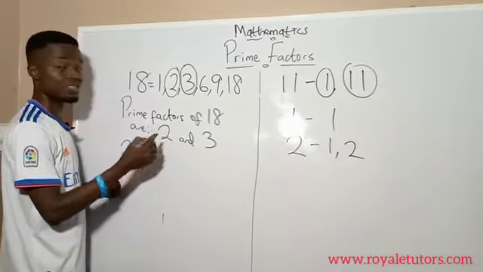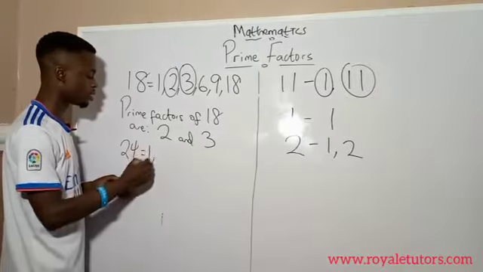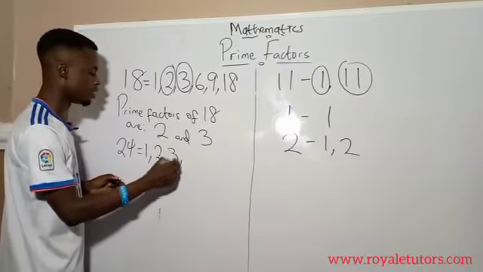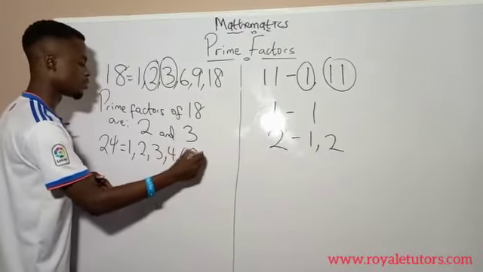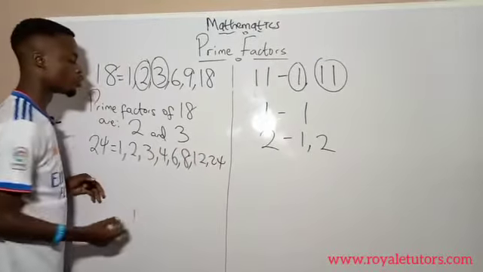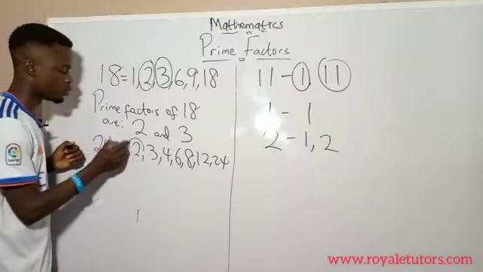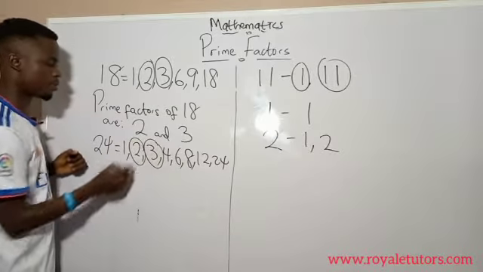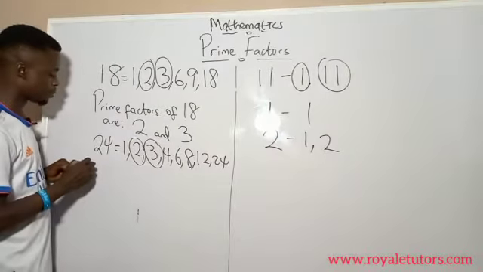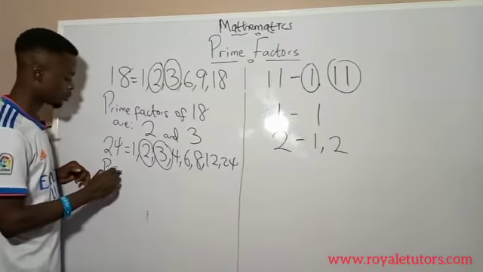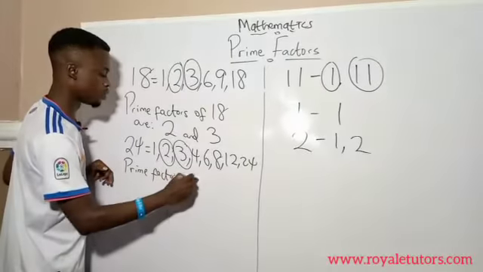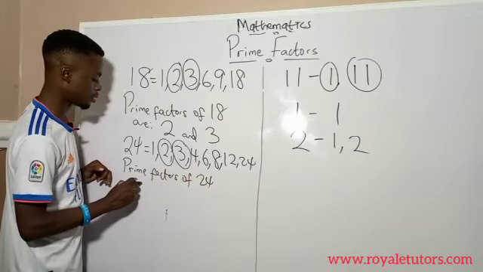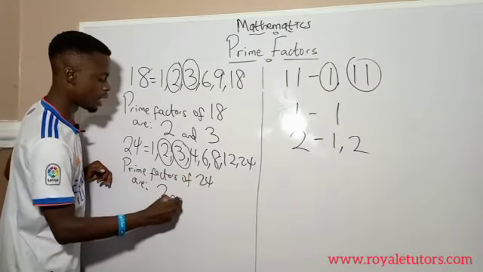24. What are the factors of 24? The factors of 24 are 1, 2, 3, 4, 6, 8, 12, and 24. So you check which of them are prime. 2 is prime, 3 is prime, and that's all. The prime factors of 24 are 2 and 3.